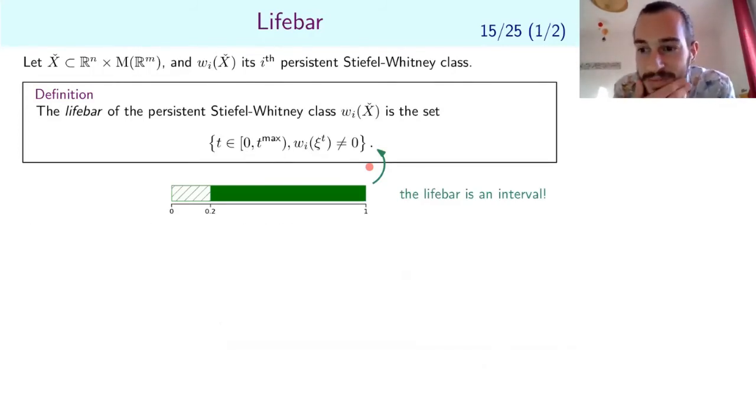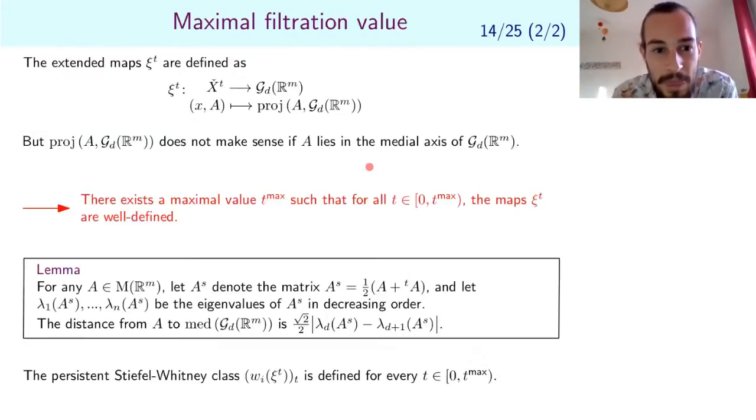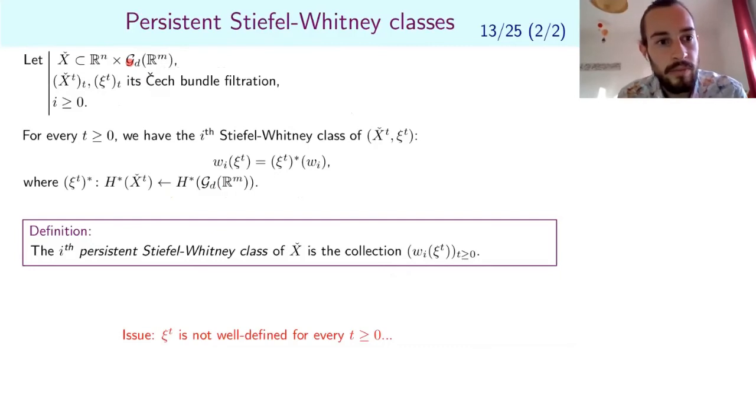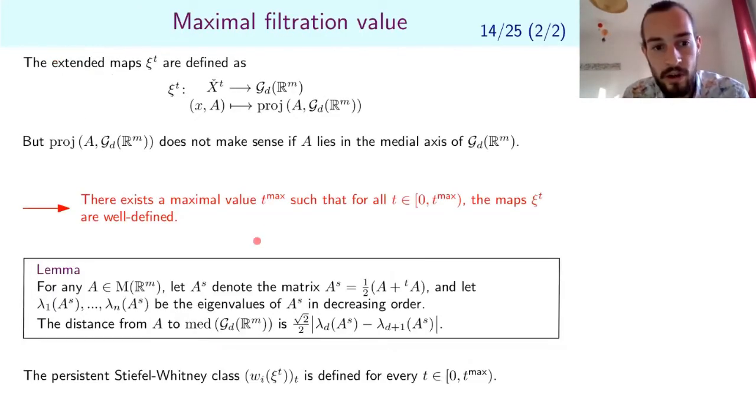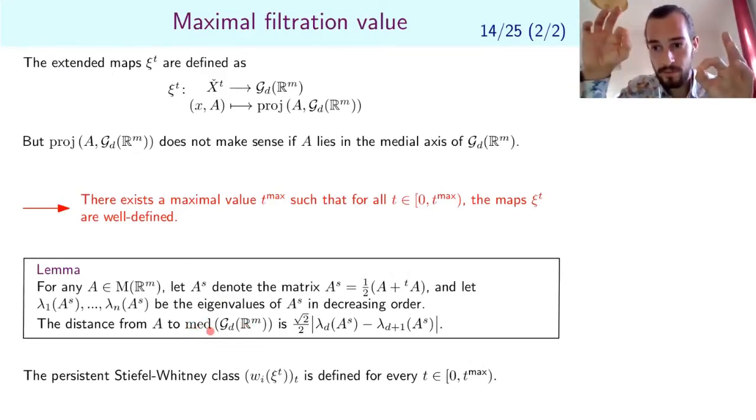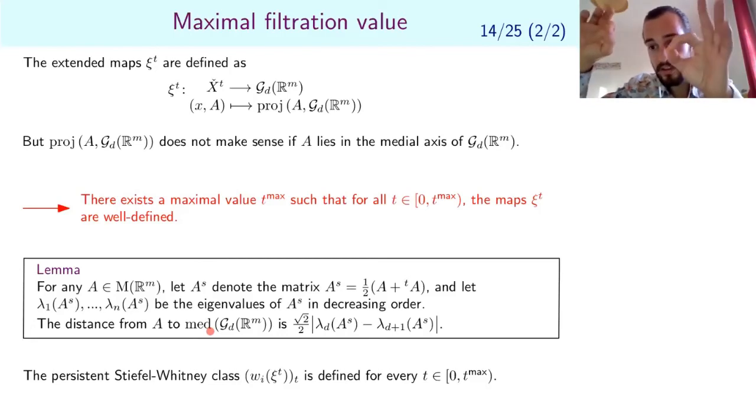Sorry, I have another question about the medial axis. Is this dependent on the vector bundle that you're taking, or something inherently for the Grassmannian? So you have X check. If X check is a subset of Rn times the Grassmannian, the distance from X check to the medial axis of the Grassmannian does not depend on the vector bundle, because the distance from any point of the Grassmannian to its medial axis is constant.